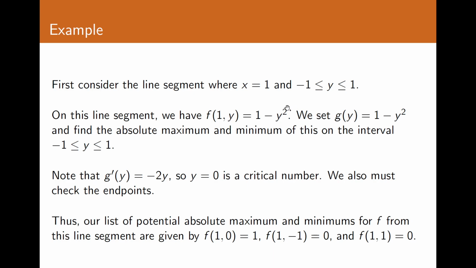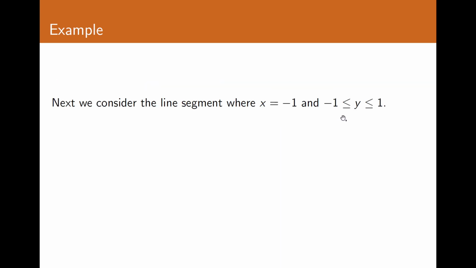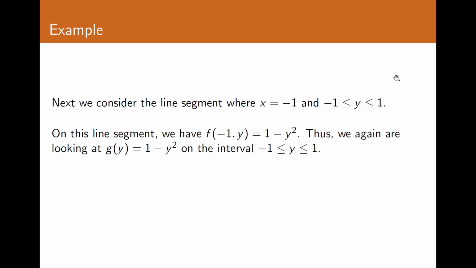Now we have to repeat this process for the other 3 edges. The next one we'll do is when x is equal to minus 1, and we're letting y still vary between minus 1 and 1. On this line segment, we plug in the minus 1, and we see we still get 1 minus y squared. So we have the same function we're looking at now, g of y is 1 minus y squared.